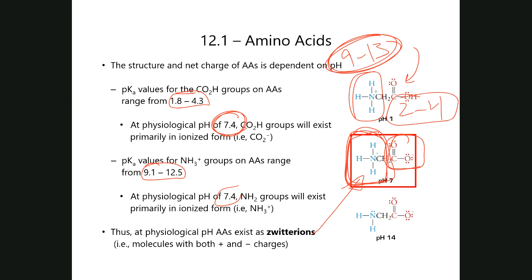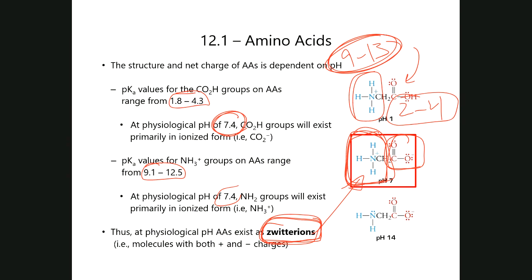Now, anytime you have a compound or structure, it doesn't have to be an amino acid, it can be anything, any structure that has both simultaneously in the same structure, a positive charge and a negative charge that coexist, that is known as a Zwitter ion. So amino acids at physiological pH are Zwitter ions. They have both a positive charge and a negative charge. And this is just the framework.